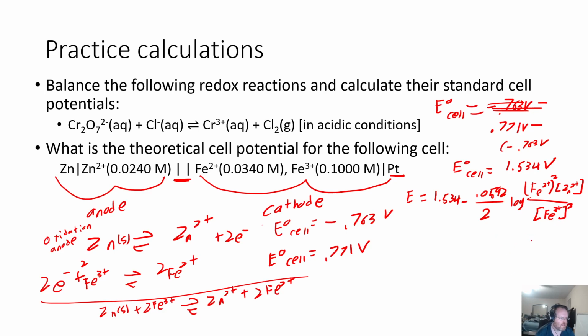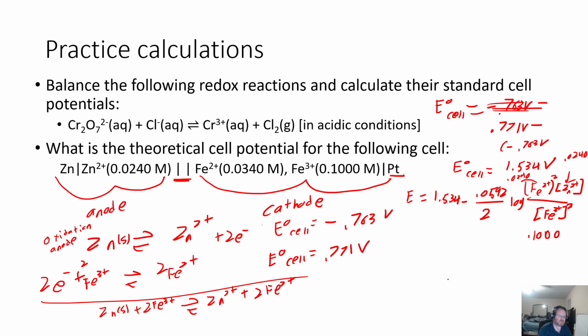So we're going to plug those values in. Fe3+ we said was 0.1000. This Zn2+ is going to be 0.0240. This Fe2+ is going to be 0.0340. I really could have given myself more space. So 0.0340 squared times 0.0240 divided by 0.1 squared. Take the log of that, and then multiply it by 0.0592 and divide by 2, and then 1.534 minus that.